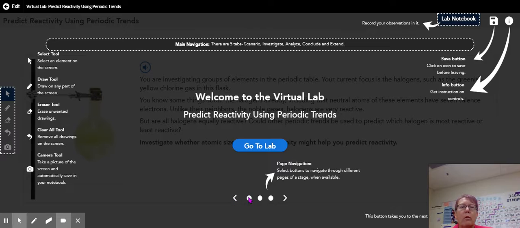If you click through the dots, that will take you through the pages of each stage. So you want to go through the dots first, and then you're going to change to the next stage. Up here at the top right is a link to a lab notebook. You're going to type your information into the lab notebook.